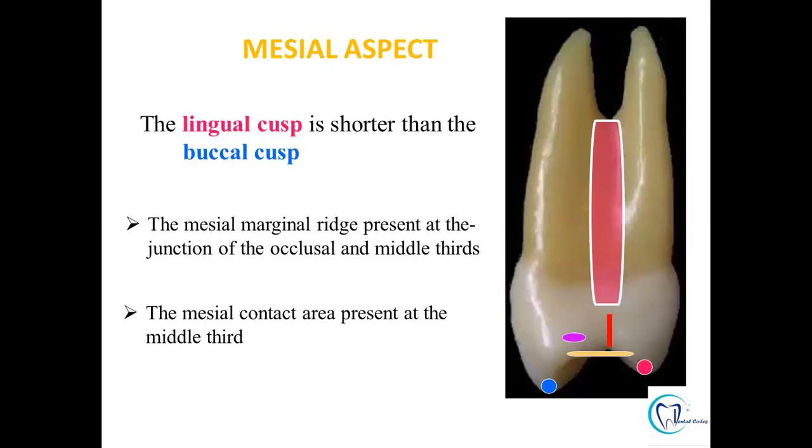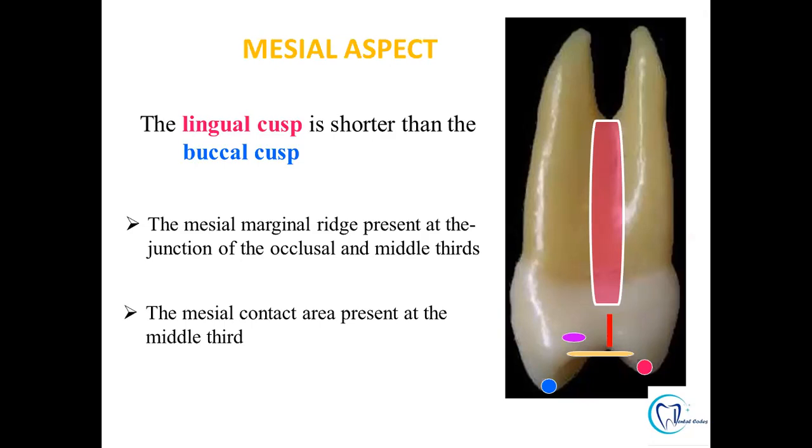Now starting with the proximal aspects, when we see the crowns and the root from the mesial aspect, the lingual cusp is shorter than the buccal cusp. Also, there is a mesial marginal ridge which is present at the junction of the occlusal and the middle third, and the mesial contact area is present at the middle third.